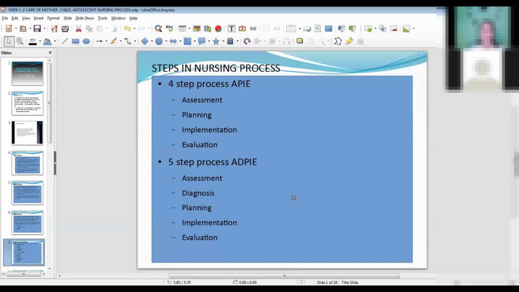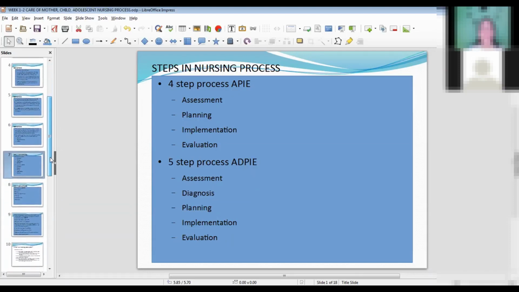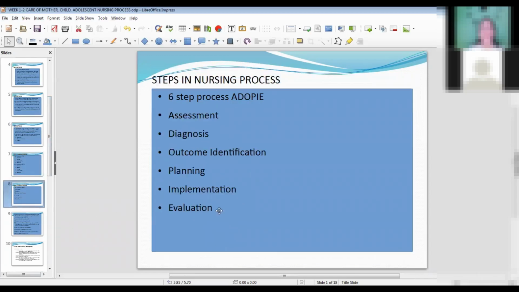And then we have implementation. Implementation is intervention. So this is putting your plan into action. That is our implementation. And the last for ADPIE is evaluation. Now, let's see kung meron pang additional letter for the nursing process. So we started with 3. Now we have APIE, ADPIE. Then we have the 6-step process. And this is now named as ADOPIE.